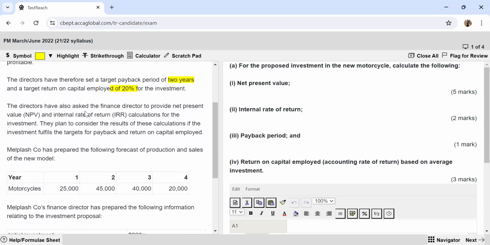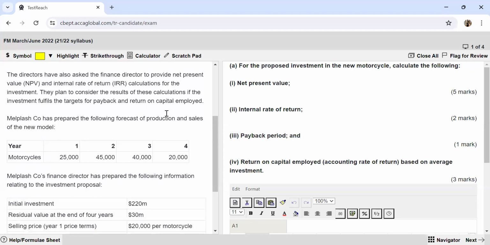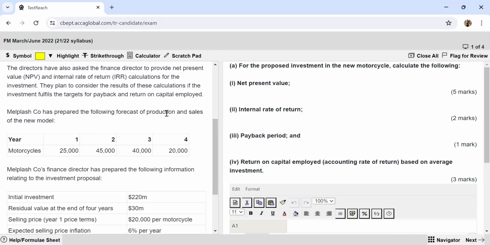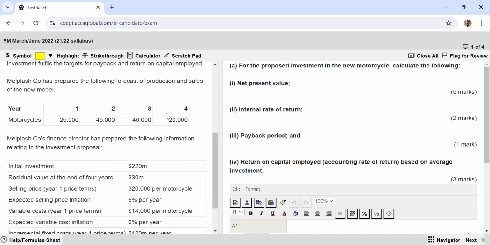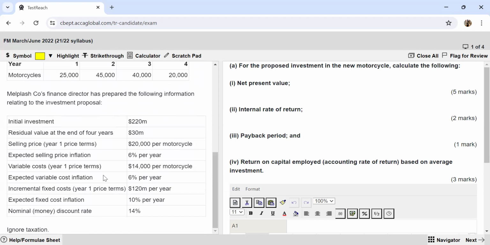The directors have also asked the finance director to provide the NPV and the IRR calculations for the investment. They plan to consider the results of these calculations if the investment fulfills the payback as well as the ROCE targets. Here they have given you the production and sales forecasts for all of the 4 years, and then you have more information, and at the end it's mentioned that we are supposed to ignore taxation over here. So let's get started now for the proposed investment.